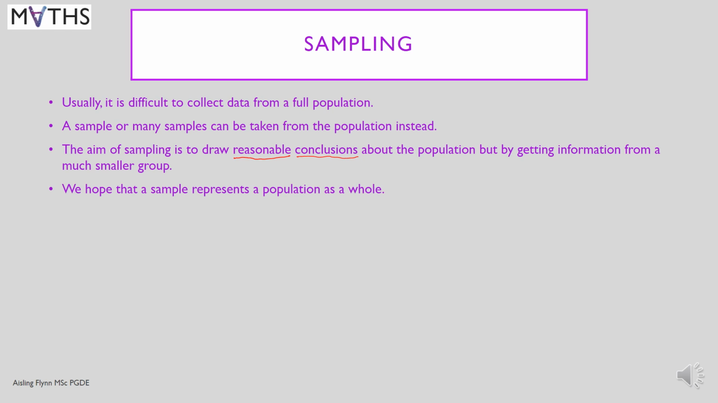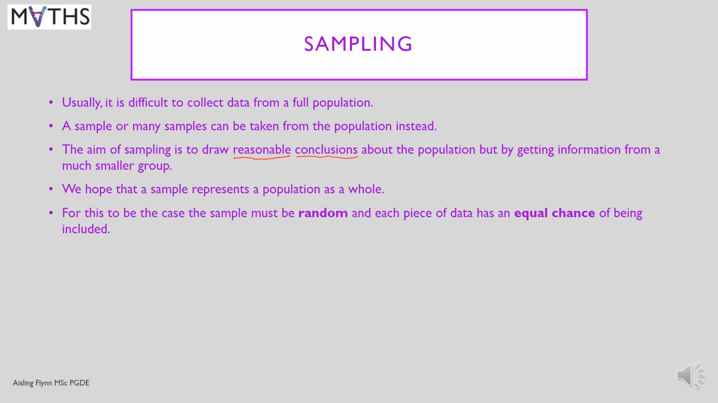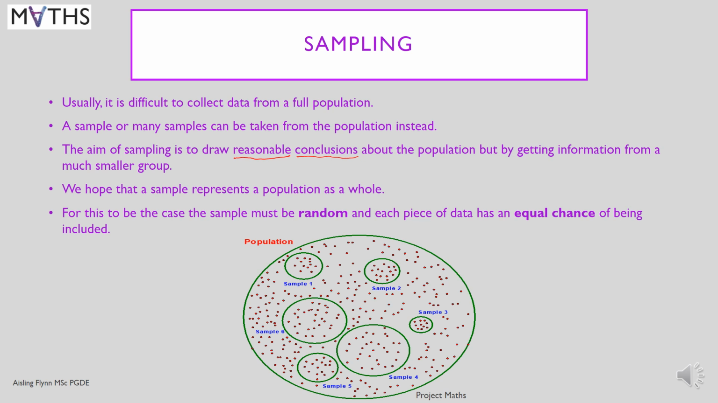We hope that a sample represents a population as a whole, so we would like it to resemble the full population, and for this to be the case, the sample must be random. So whatever you choose, you don't know anything about them in advance, and each piece of data has an equal chance of being included. This is illustrated in this picture.